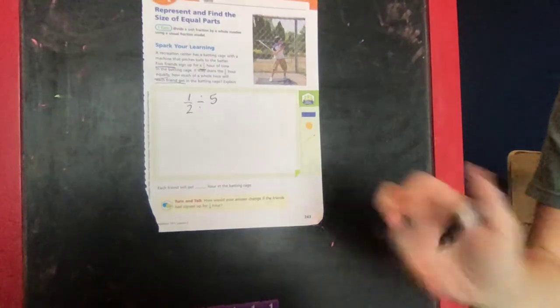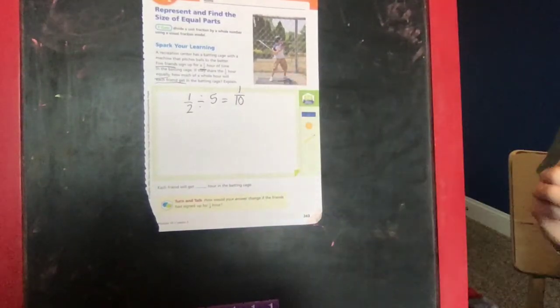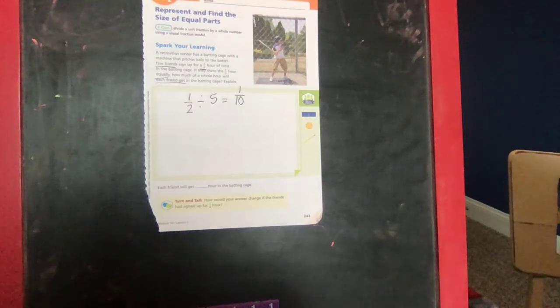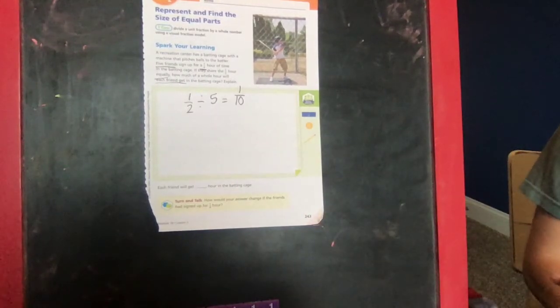So a half divided by 5 would be 1/10. Look at me about to do what I said y'all usually do. All right, another way to do this, so we're not always going to have fraction tiles, and that's okay.